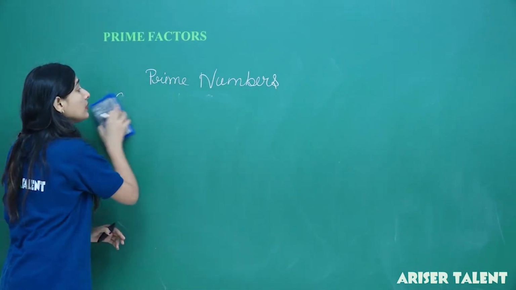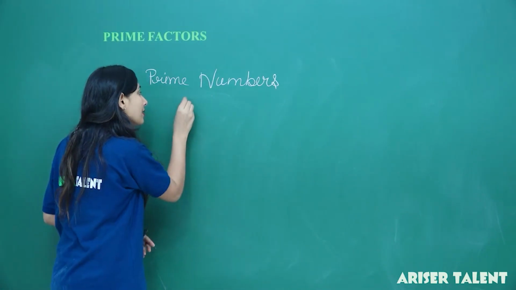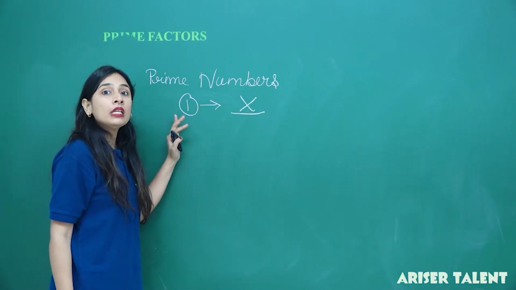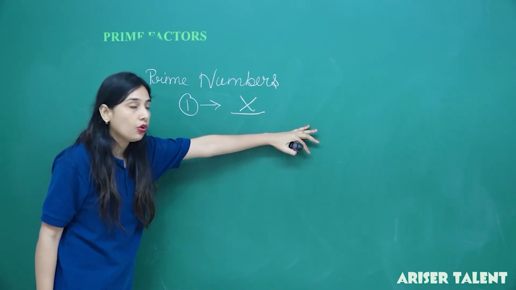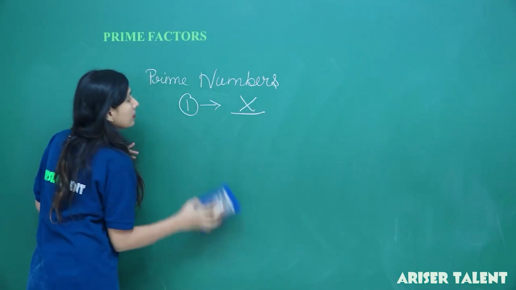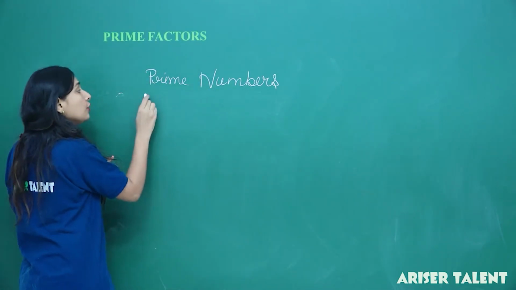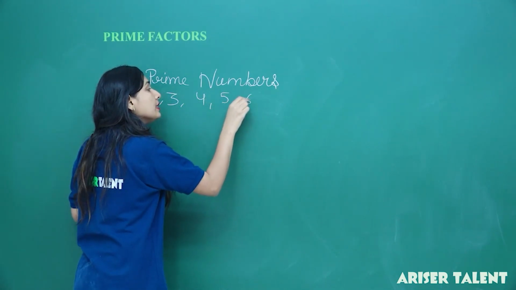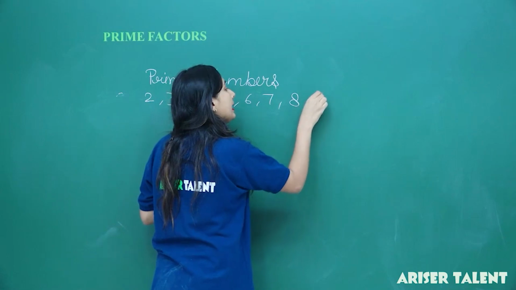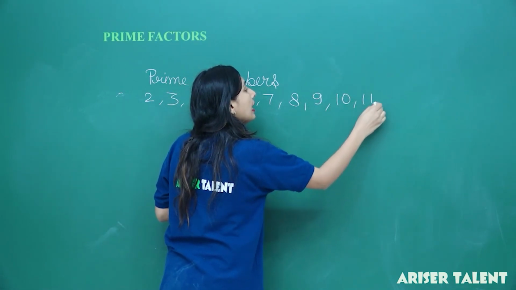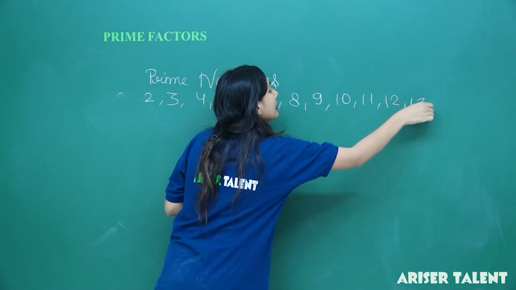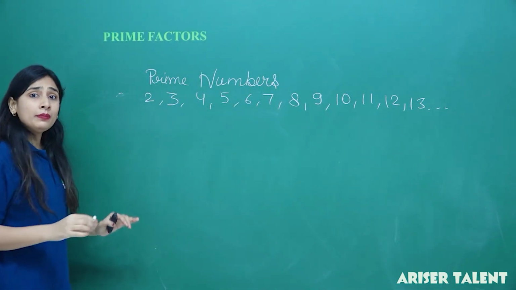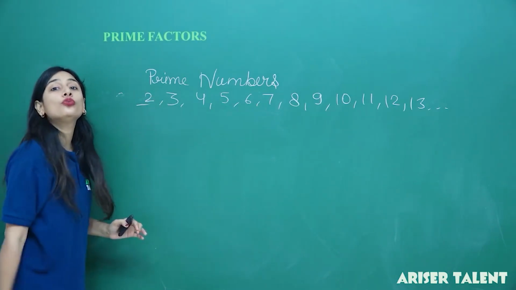Now, by default, 1 is not a prime number. Mark this. 1 is not a prime number. Okay. So, we will start from 2, right? Then 3, 4, 5, 6, 7, 8, 9, 10, 11, 12, 13 and the rest you will do. So, 1 is not a prime number. I have told you.